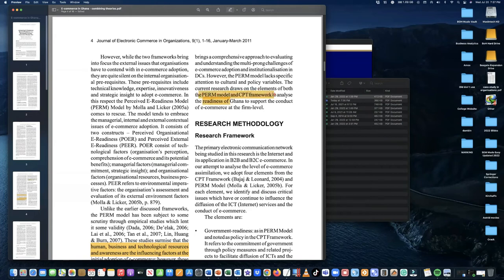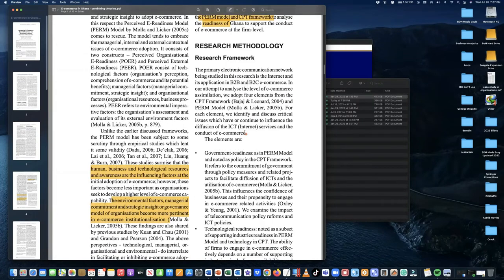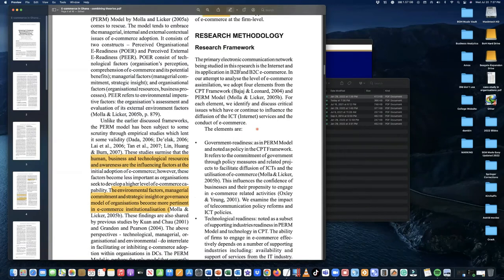The CPT framework. CPT is culture, policy, and technology. So I took the C and the P and added them to the PEM. And then I was able to get my framework. So now look at how the framework was developed. The primary electronic communication network addressed in this study is the internet and its applications, B2B and B2C.